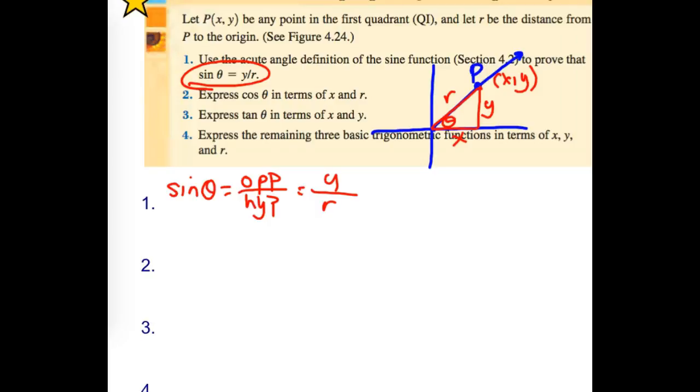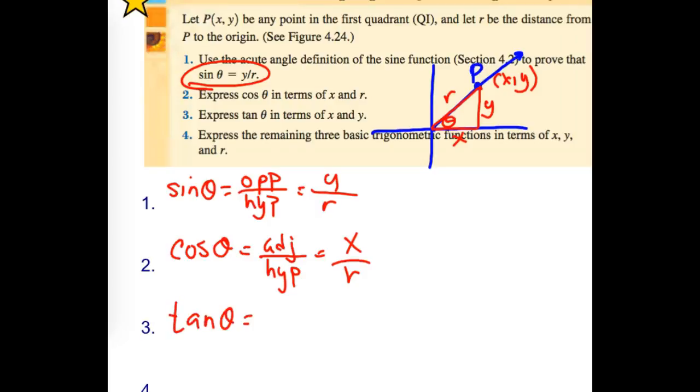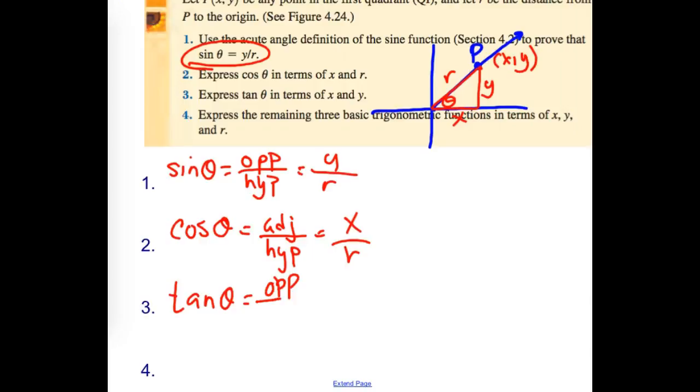Okay, another type of definition. How would I express cosine? Which sides would get used for cosine? Okay, adjacent and hypotenuse, which would make this, in my picture, x over r. Tangent uses which sides? Okay, opposite over adjacent. And again, in my picture, that would be y over x.